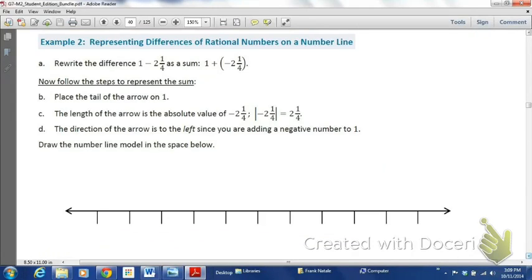Alrighty, continuing on to example 2. A asked you here, rewrite the difference 1 minus, or 1 take away, 2.25 as a sum. And that would look like this. You're just adding your 1, then your plus, and then again that negative 2.25. I might have said 2.5 before, but I meant 2.25, in the parentheses to separate it out, so you can tell that it is indeed negative. All right, no confusion there.